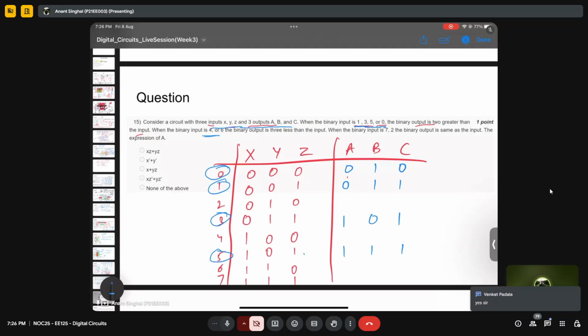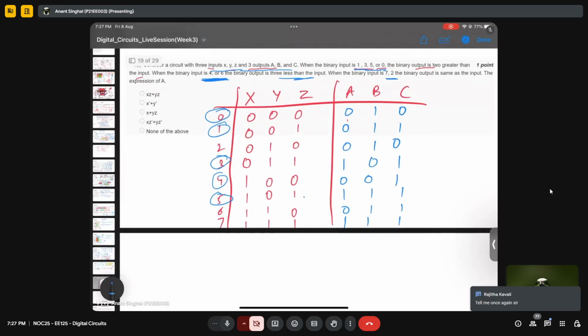When the input is 4 or 6, the output is 3 less than the input. So 3 less for 4 means it is 0, 0, 1. Then 6 minus 3 is 3. Then when the binary input is 7 and 2, which are left now, the binary output is the same as the input. So 2 is 2 only, and 7 is 7 only. Is this table clear to everyone?